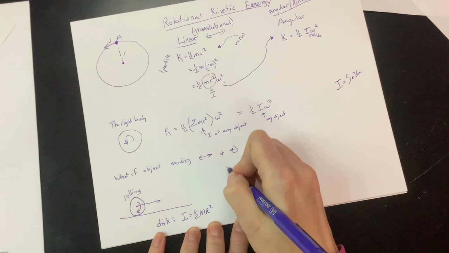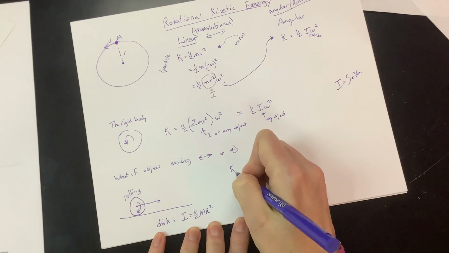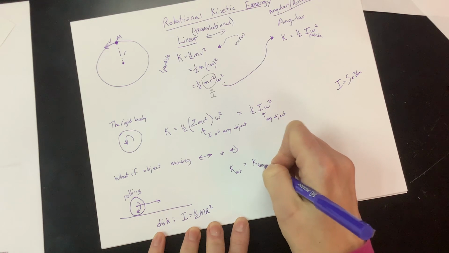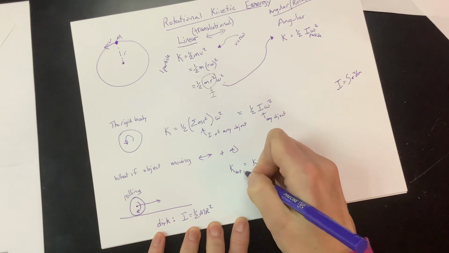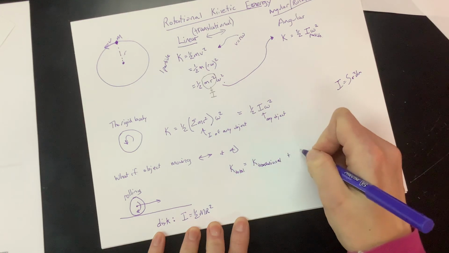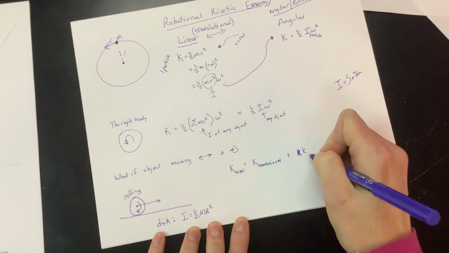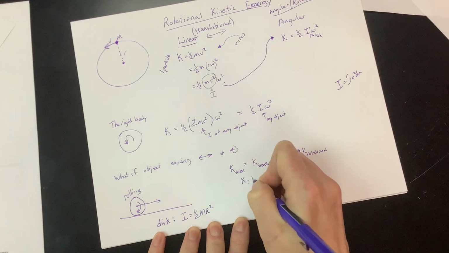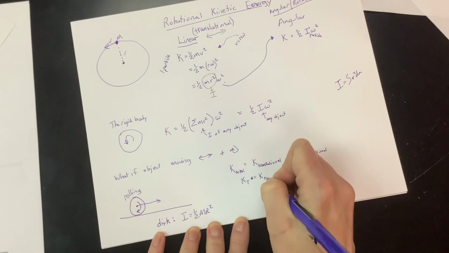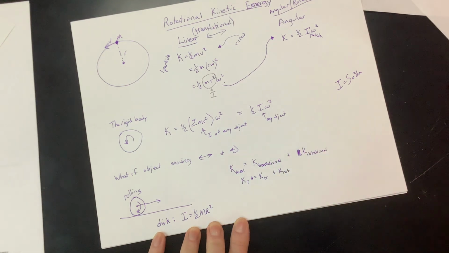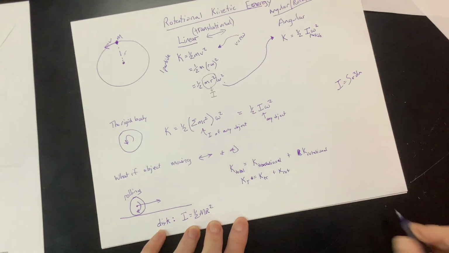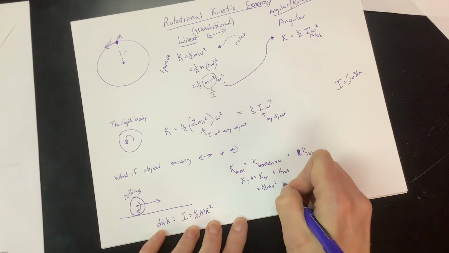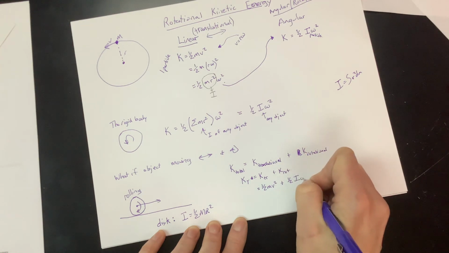When we find the total kinetic energy, we're going to have to account for the fact that it has the translational kinetic energy and the rotational kinetic energy. Sometimes we write K total equals K trans plus K rot, because nobody wants to write all that out, right? So let's see what our formula would look like. Well, we'd have 1/2 mv squared plus 1/2 I omega squared.